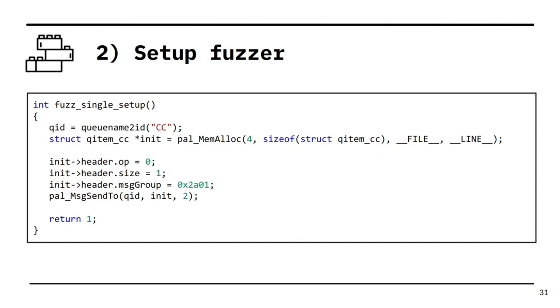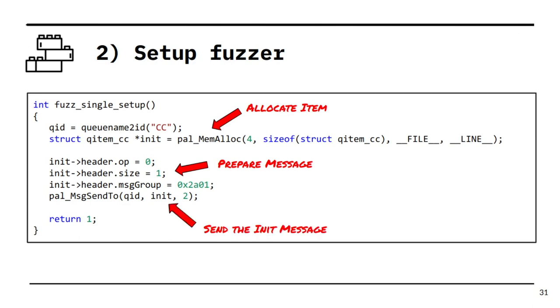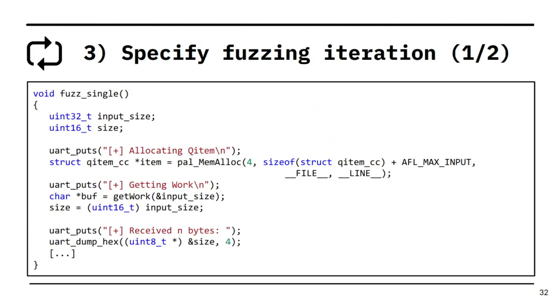Exactly. And what the fuzz single setup does is send the init messages we just saw before in the demo, right? Recall that the task at boot stage is not ready yet to receive over-the-air input, so we need to send one magical reverse engineered message before, which is what we're doing here with the fuzz single setup function. First, we get the QID for CC, then we allocate a block using the PAL memalloc function. This is recovered via PatternDB from the ModKit, and called from the injected task directly in the baseband firmware. Once we have the block, we set up the message. We set the op, we set the message group, and so on. And then use PAL message send to send this message we just created to the CC task. Easy. Now this would be received and the CC task would be ready.